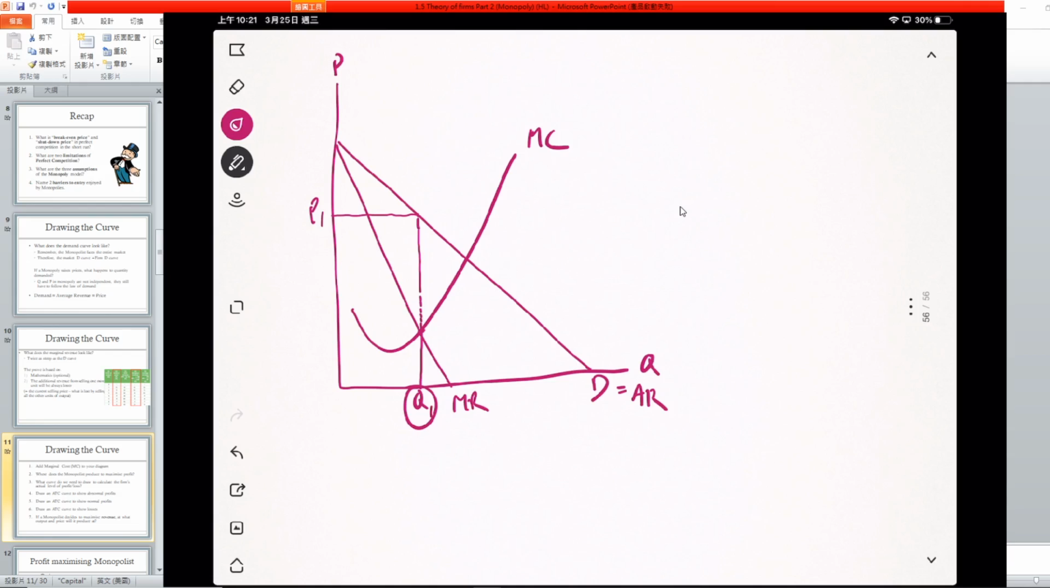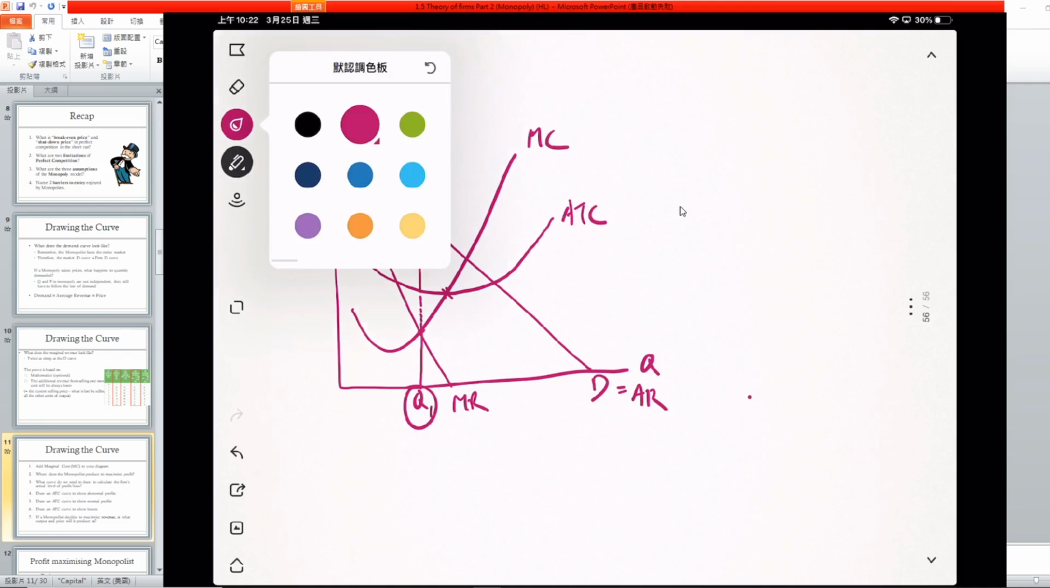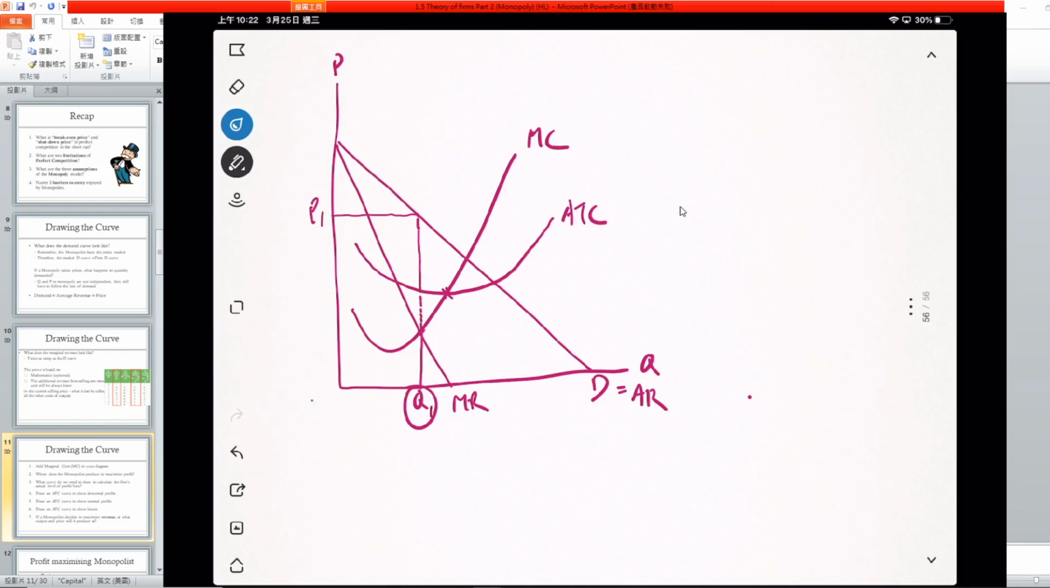So here, I can simply put an ATC curve right here. Remember this point here has to be the lowest of the average cost curve. And say ATC. So here we can see at Q1, the average total cost is here. And at Q1, the average revenue is here.